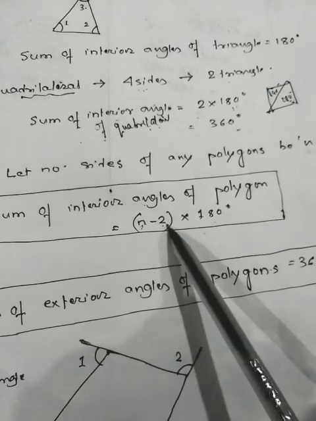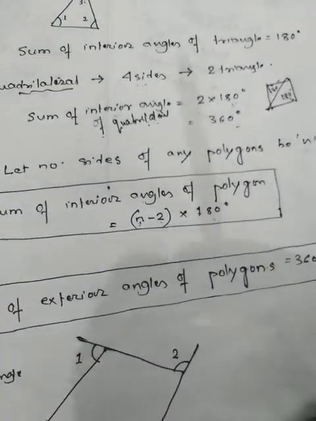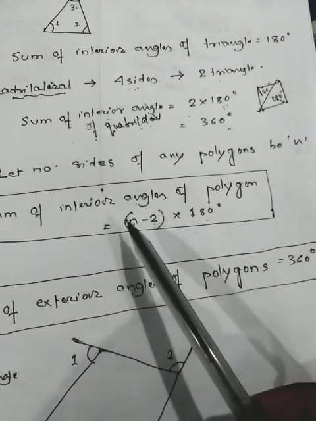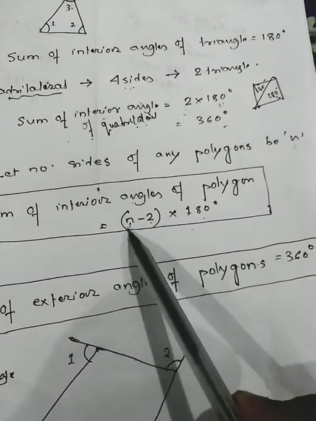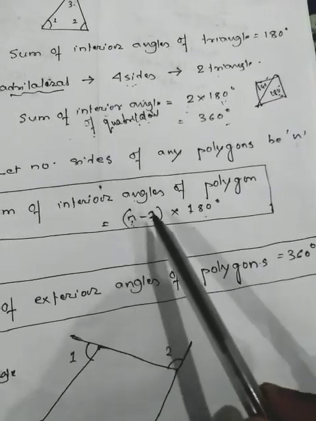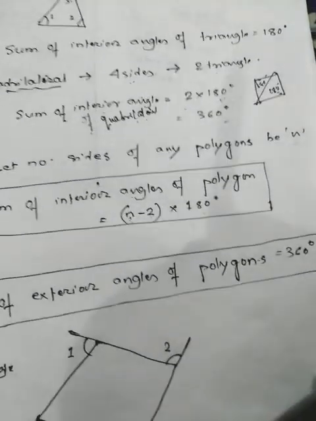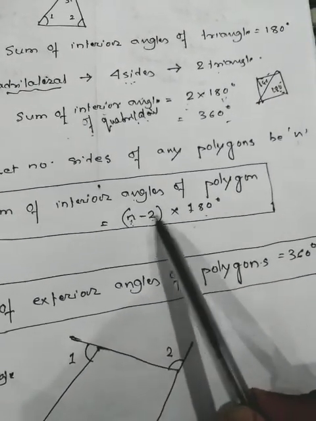Why n minus 2, students? Because we have come across the difference between the number of sides and the number of triangles. What was the difference? 2. So that is the reason I have written n represents the number of sides of that particular polygon, and n minus 2 because the difference was 2. Okay, so (n minus 2) into 180 degrees.